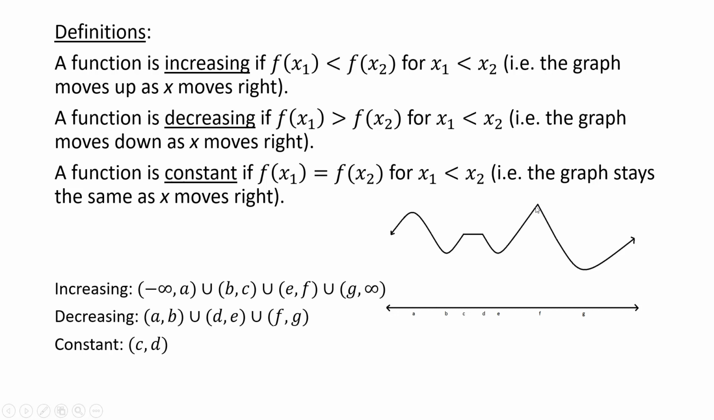From E to F, I'm increasing. From F to G, I'm decreasing. And then from G all the way until infinity, I'm increasing. So these are all intervals. So I'm basically saying from x equals b to x equals c, my function is going up. From x equals d to x equals e, my function is going down. And from x equals c to x equals d, my function is remaining the same.